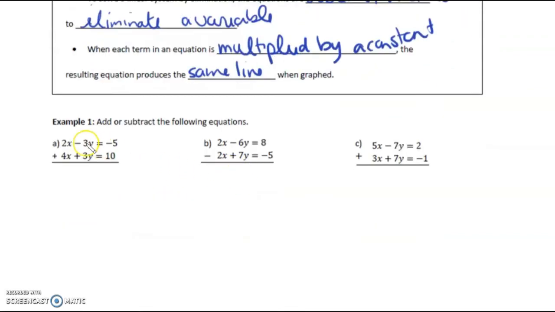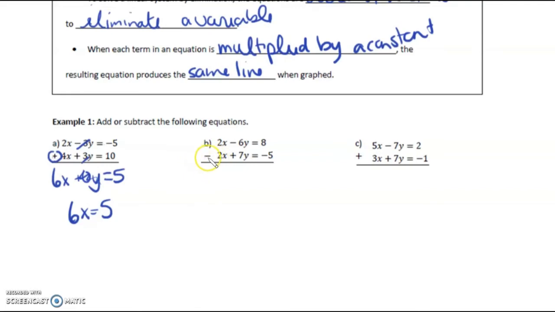So we are going to, in this case, in A, add these two equations. If you can tell, the x's are stacked, the y's are stacked, the equal signs are stacked, and then the constants are stacked. So we can go ahead and add. What is 2x plus 4x? Well, we get 6x. Negative 3y plus 3y, well, we get 0. Those cancel out, right? So you can either put 0y or you can just not write it. And then negative 5 plus 10, I get 5. So in other words, 6x equals 5.